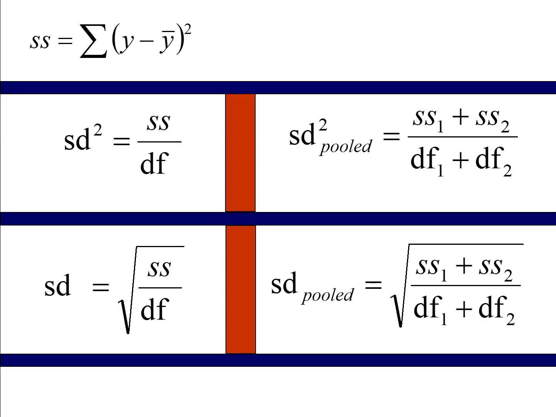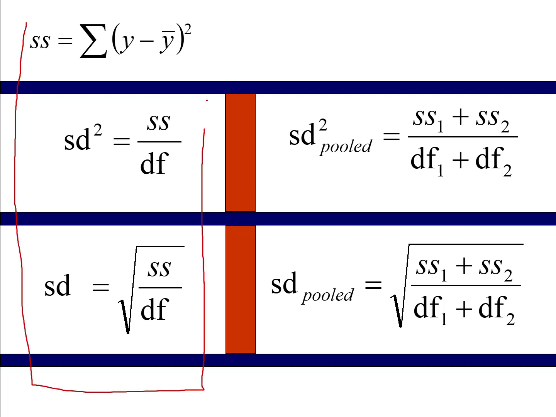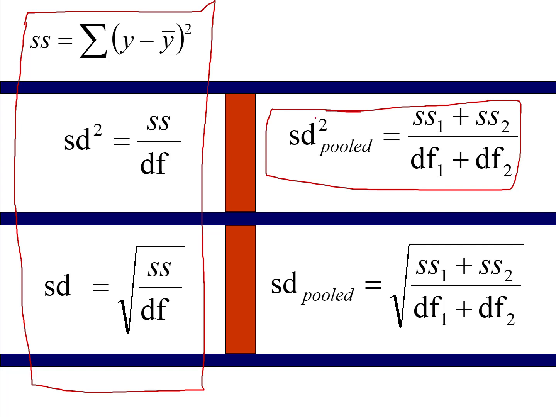And here is a slide showing you how to calculate a pooled variance. Actually, on the left-hand side of the slide, I'm just reviewing the formula for a standard deviation. And then on the right-hand side of the slide, at the top, I have the formula for a pooled variance. And then below that, I have a formula for a pooled standard deviation. And right now, we need a pooled variance.